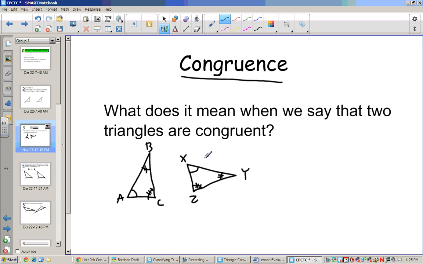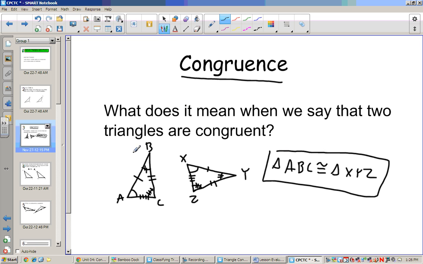Now also, in this situation, all the side lengths have to be congruent. So these two are congruent, those two are congruent, and these two are congruent. So by saying that these are congruent, we're saying that all of those parts are congruent. So I would write triangle ABC is congruent to triangle XYZ. This one statement is stating all 6 things here are going to be congruent: 3 angles and 3 side lengths.